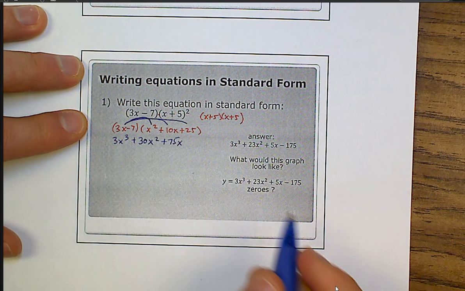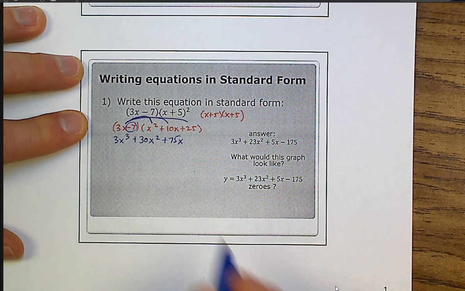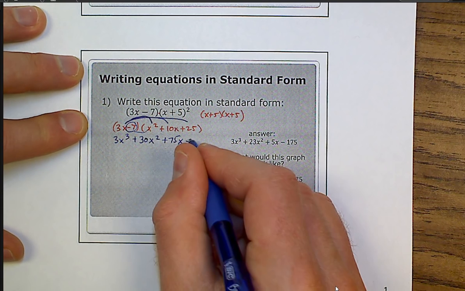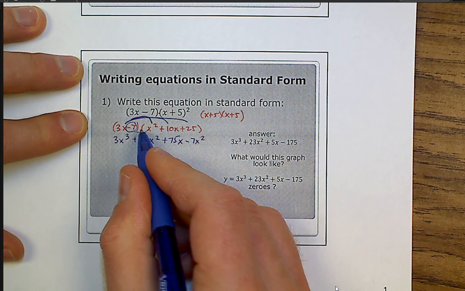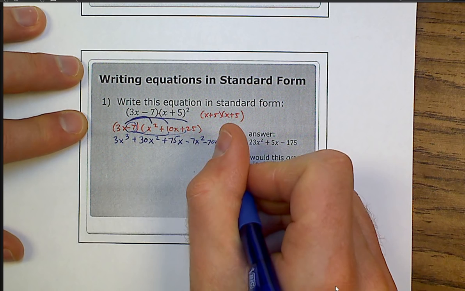And then we need to distribute this negative 7. You have to treat that like a negative 7. So negative 7 times x squared is minus 7x squared. Minus 7 times 10 is a minus 70x. And minus 7 times 25 is a negative 175.